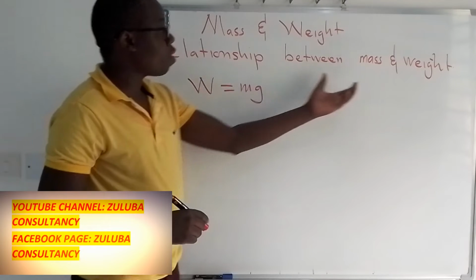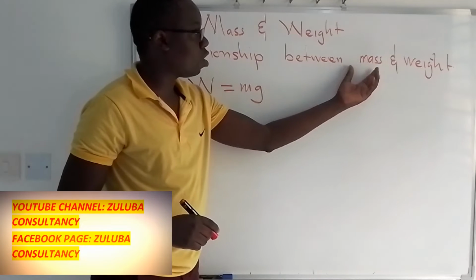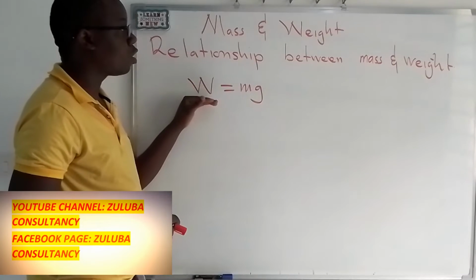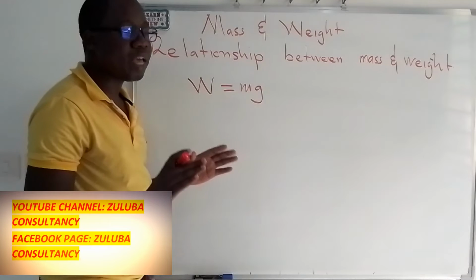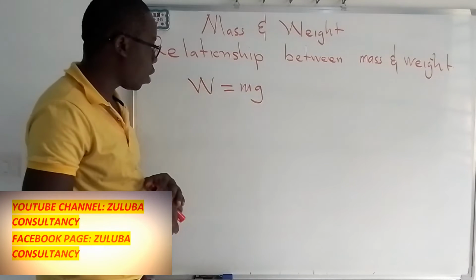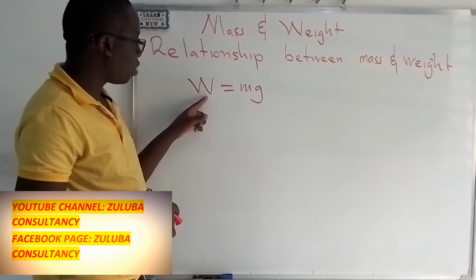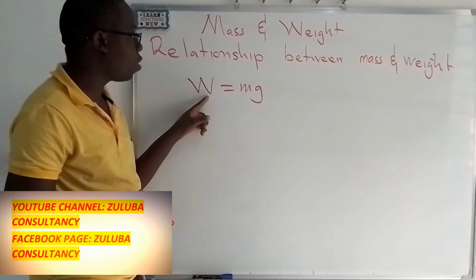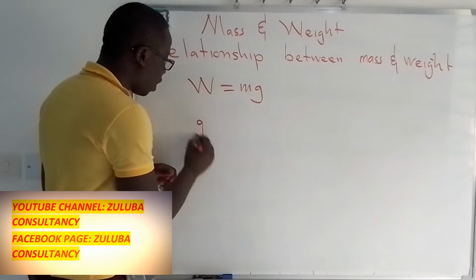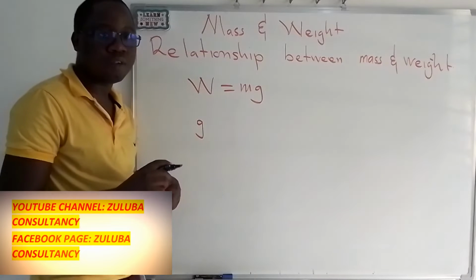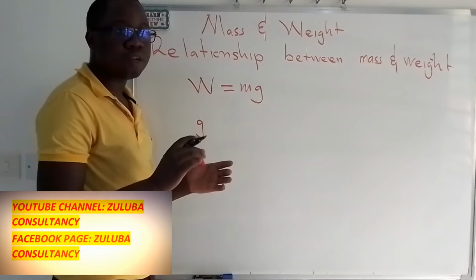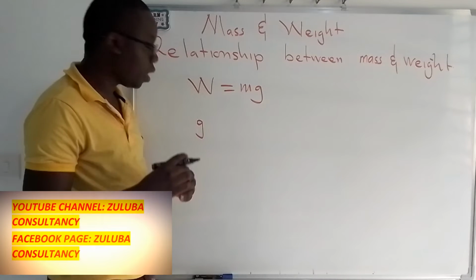Now, in the first video where we explained the difference between mass and weight, we explained that weight differs from place to place, while mass is the same everywhere. So why is it that weight differs from place to place? Well, it's because of the g value, the acceleration due to gravity. Acceleration due to gravity is different from place to place.